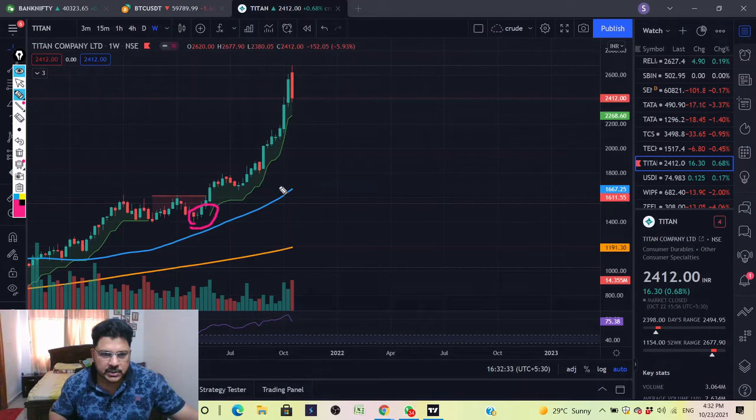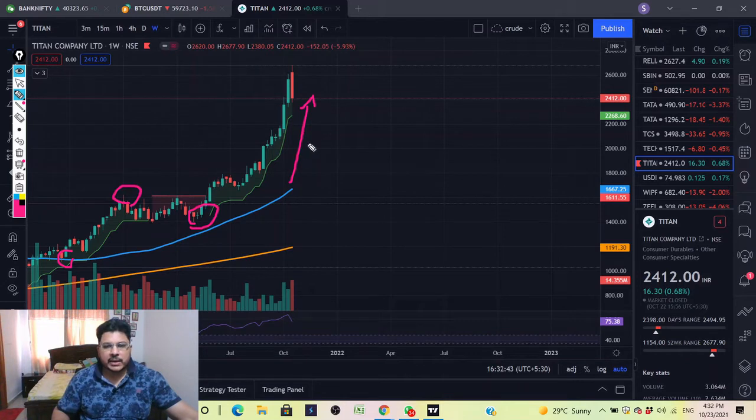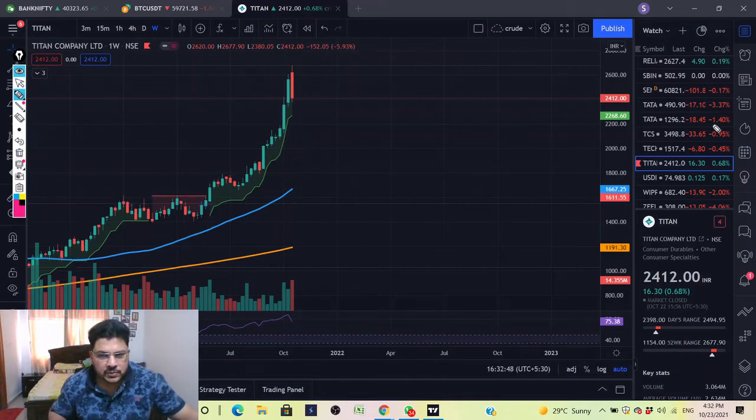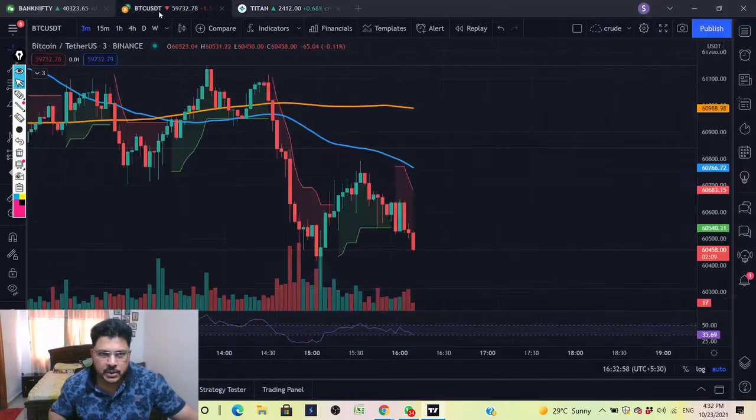So what do we have to do as a simple thumb rule? Buy near the 20, sell away from 20. Like this, you have to simply do this cycle again and again, keep repeating this cycle, and it works beautifully in any time frame, in any markets, whether it is commodity, currency, or even Bitcoin.